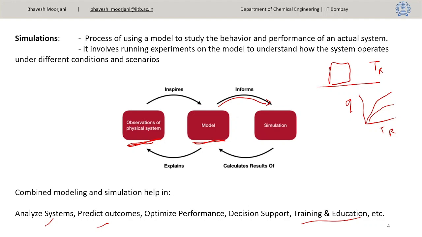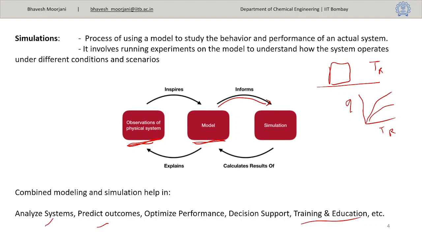There are virtual labs also developed by different IITs to help understand and get an actual feel of how real experiments work, because you cannot always perform experiments all the time. Rather, if you have a model that represents your system, you can do modeling and simulations, right? So this term modeling and simulation goes hand in hand.